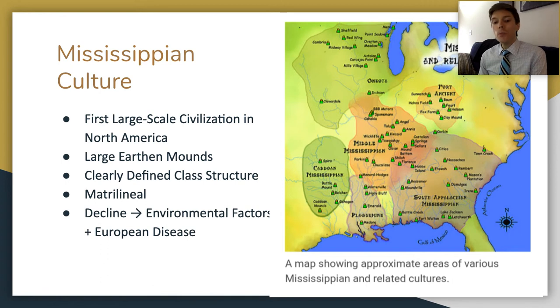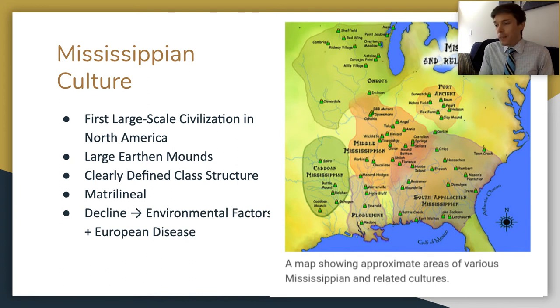And in general, women farmed and men hunted. So you did see some gender roles there. But the Mississippians had a matrilineal society. So that meant that social standing was determined by the woman's side of the family, which was somewhat different from what we've seen previously.